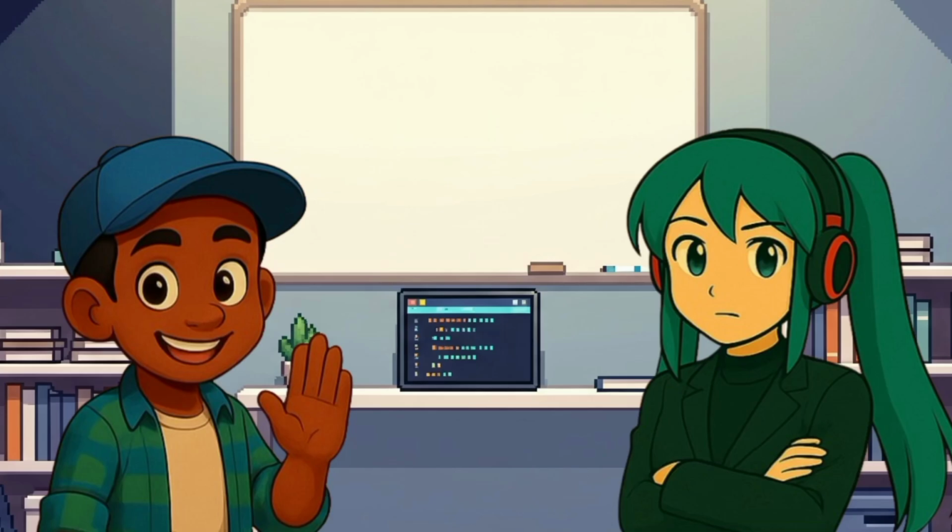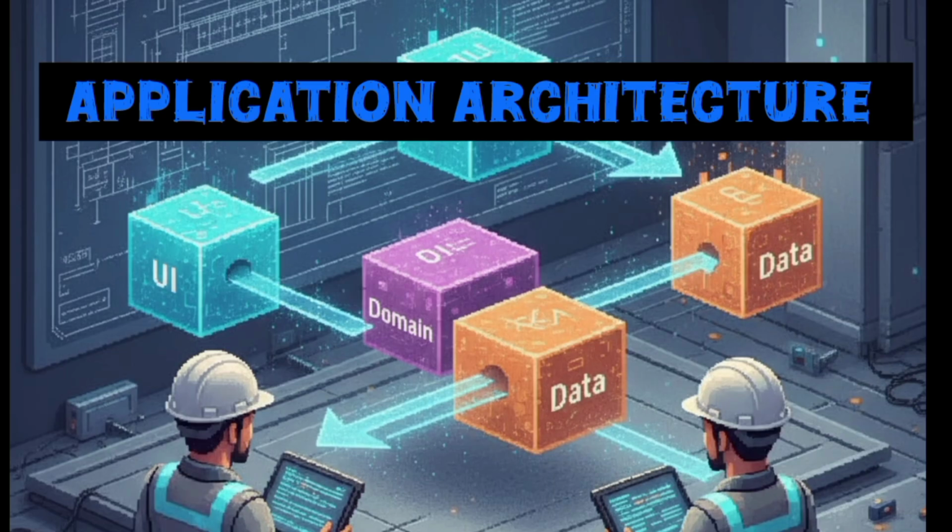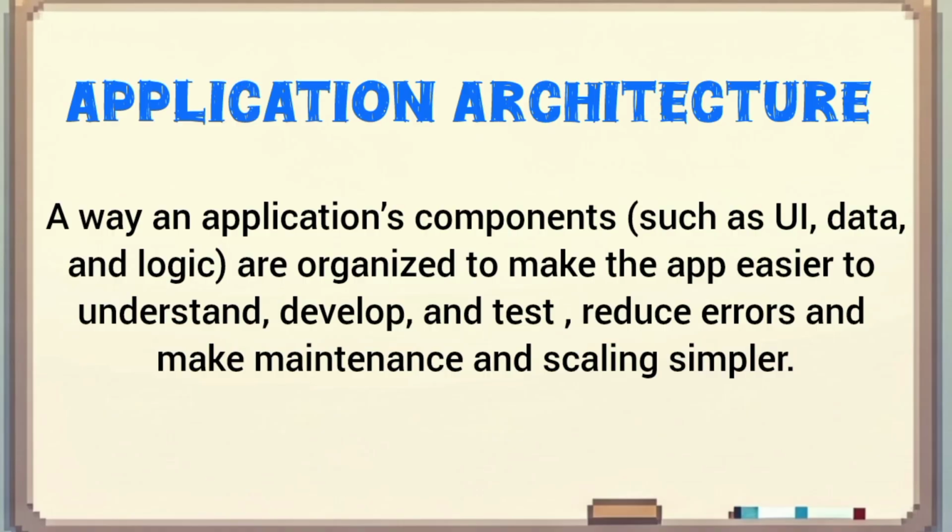Let's start from the basics. Application architecture simply refers to the way an application's components, such as UI, data, and logic, are organized to make the app easier to understand, develop, and test, as well as to reduce errors and make maintenance and scaling simpler. This is a very fundamental piece of knowledge.